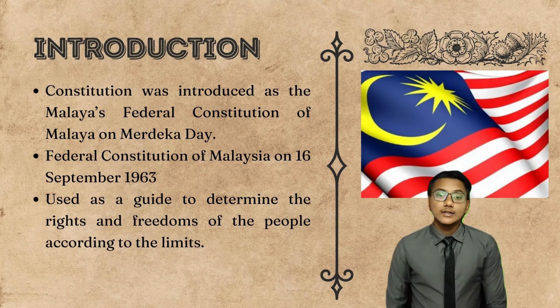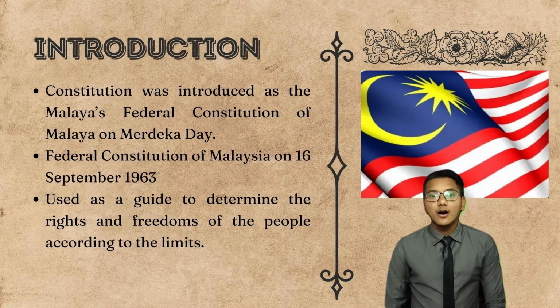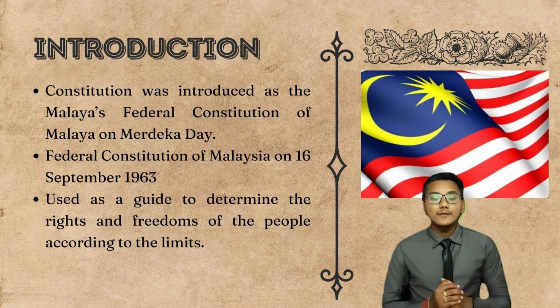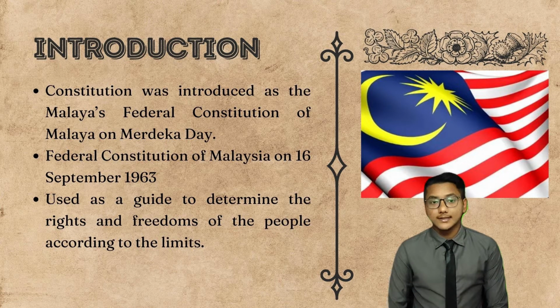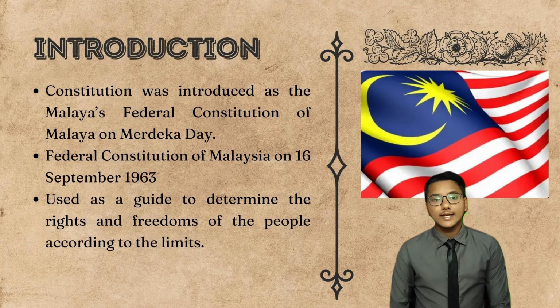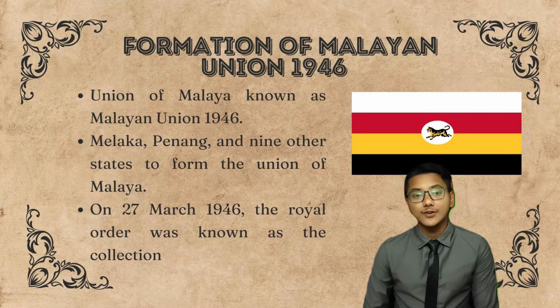The constitution was introduced as the Federal Constitution of Malaya on Merdeka Day, 31st August 1957. Furthermore, it was introduced as the Federal Constitution of Malaysia on 16 September 1963. The constitution in Malaysia is also used as a guide to determine the rights and freedoms of the people according to the limits. Next, the formation of Malayan Union 1946.